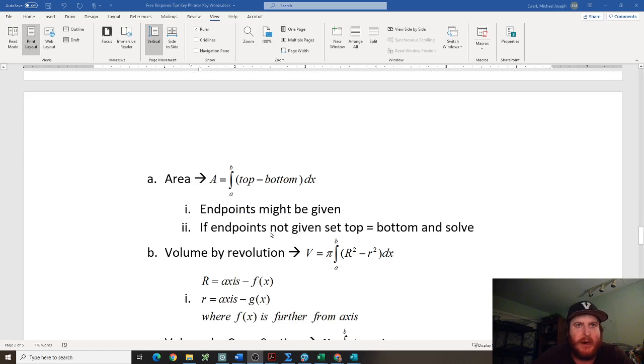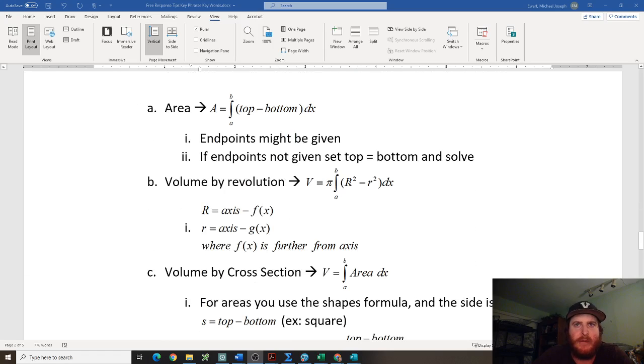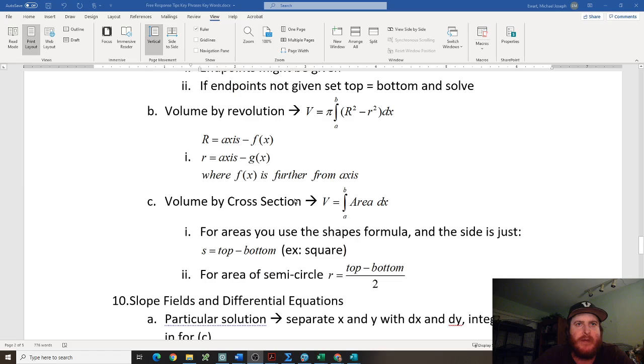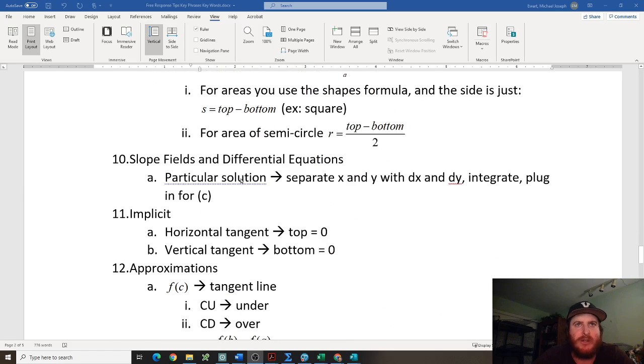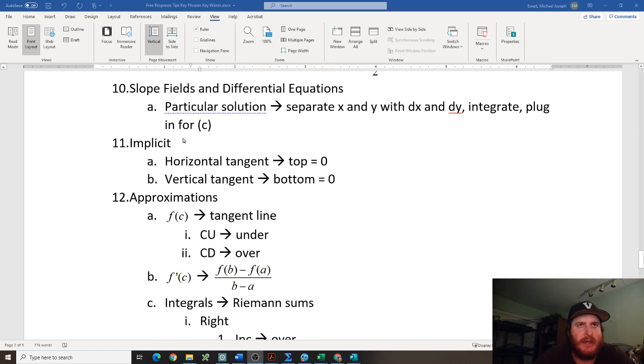Area is top minus bottom. Volume is pi times the integral of big R squared minus little r squared. For cross sections, volume is the integral of the area formula. And then we have the slope fields. We have those particular solutions, right, which is where we separate x and y with dx and dy. We integrate, we plug it in. We have implicit. On implicit, if you see a horizontal tangent, you set the top to 0. If you see a vertical tangent, you set the bottom to 0. That's of the slope. Okay.